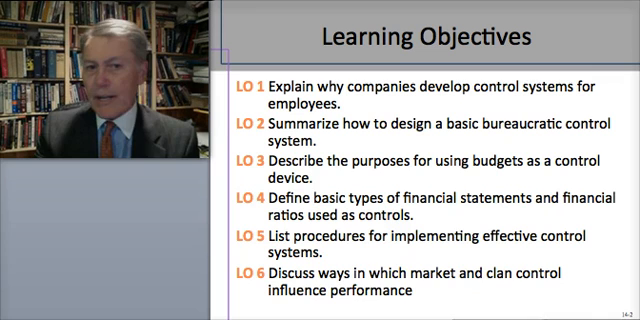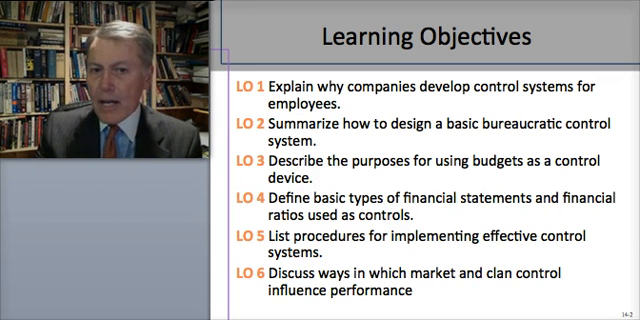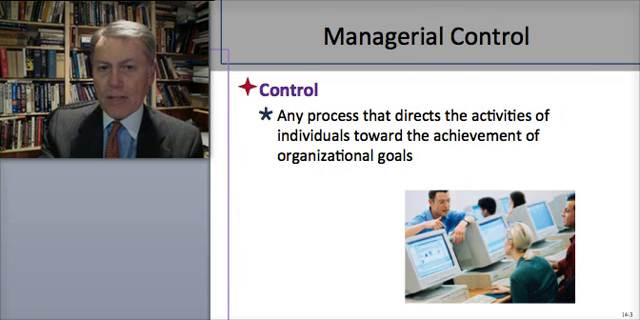Learning objectives for today: explain why companies develop control systems for employees. Summarize how to design a basic bureaucratic, and that's a good word, bureaucratic control system. Describe the purposes for using budgets as a control device. Define basic types of financial statements and financial ratios as controls. List procedures for implementing effective control systems. Discuss ways in which market and clan control influence performance.